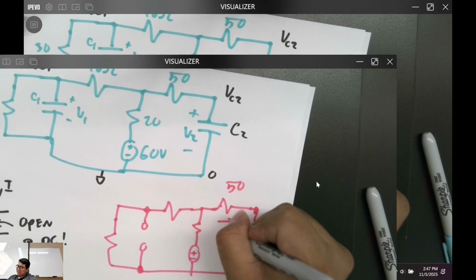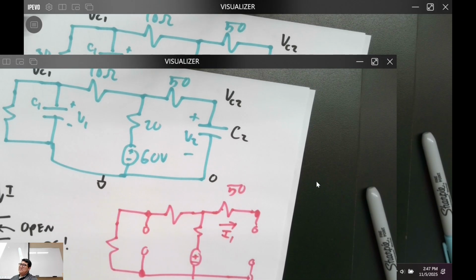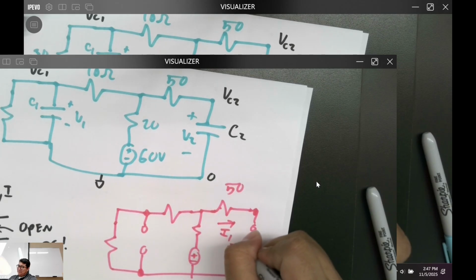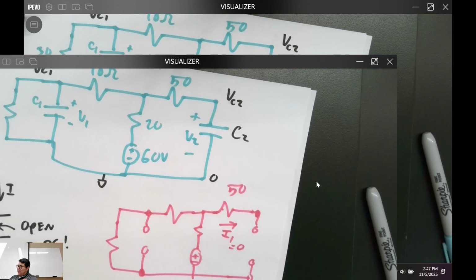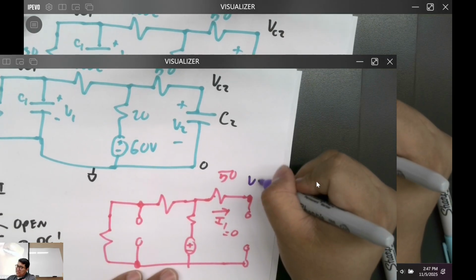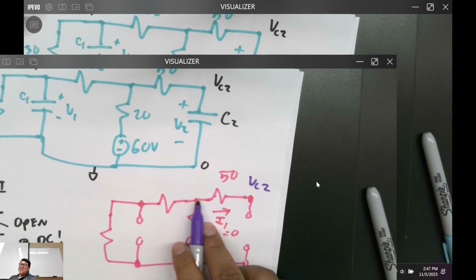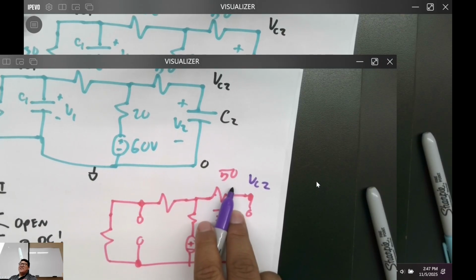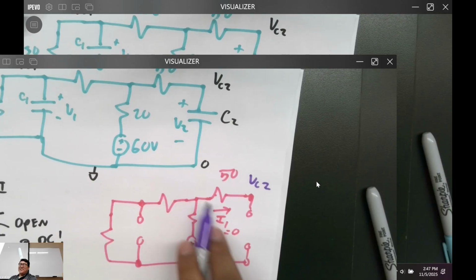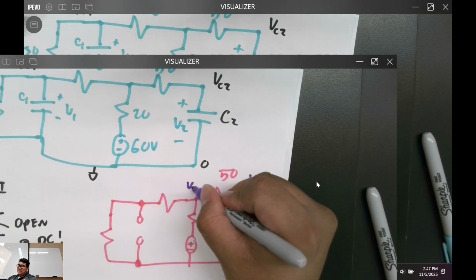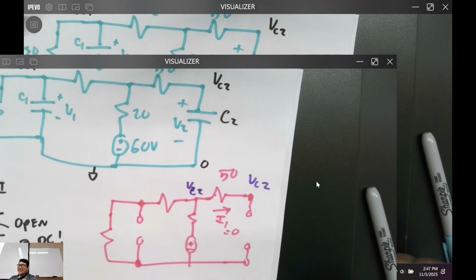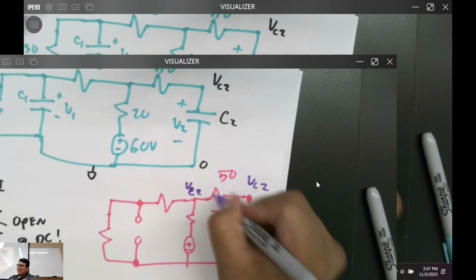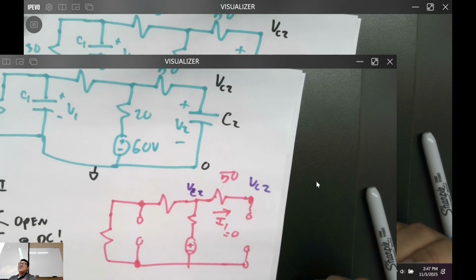What's the current in here? I1. 0, right? So what does that mean about VC2 over here and this voltage? What does that mean when I is equal to 0? There's no voltage drop. So if the voltage drop here is nothing, it's 0. What's the voltage here? VC2. Is that good? So what does that mean about this resistor? Doesn't mean much. Doesn't do anything.